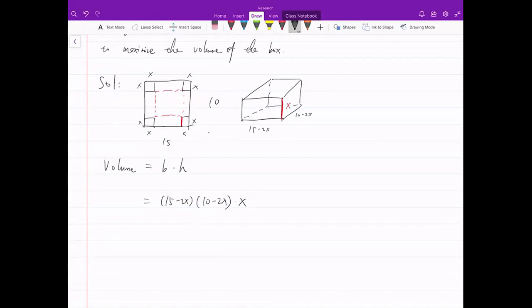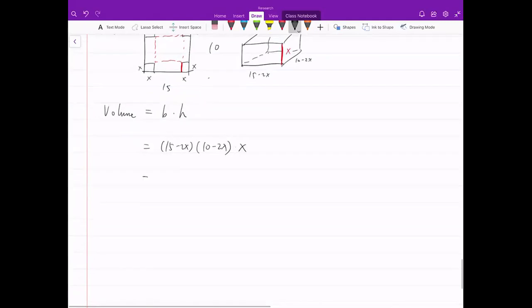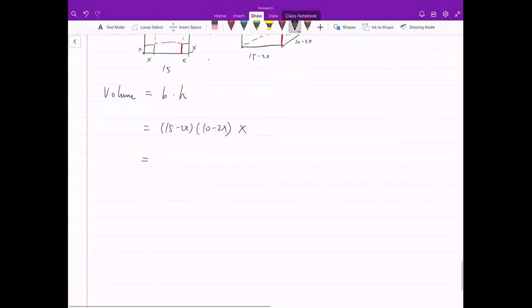Is everything still okay here? All right, that's it. That's the function we're looking for. Now, please go ahead and try to find the absolute maximum.